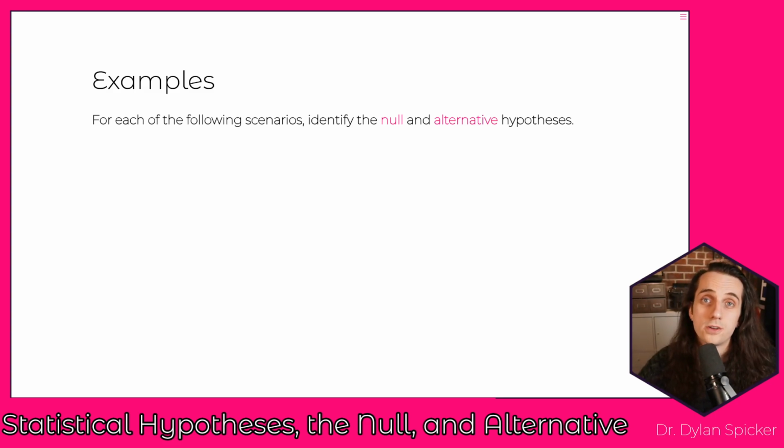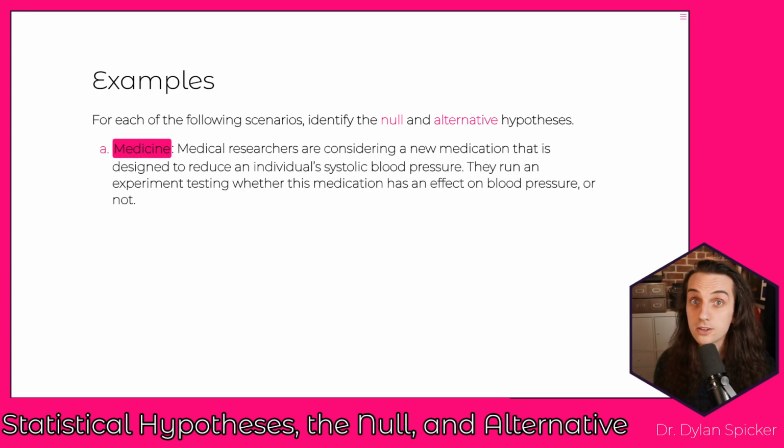It's useful to go through as many examples as you can to start trying to identify what the null and alternatives are going to be in various scenarios. And so we can take a look at a few here. The first one is being drawn from medicine. Medical researchers are considering a new medication that's designed to reduce an individual's systolic blood pressure. They run an experiment testing whether this medication has an effect on blood pressure or not. Okay. And so we have to decide in this case, well, what is the null and what is the alternative?